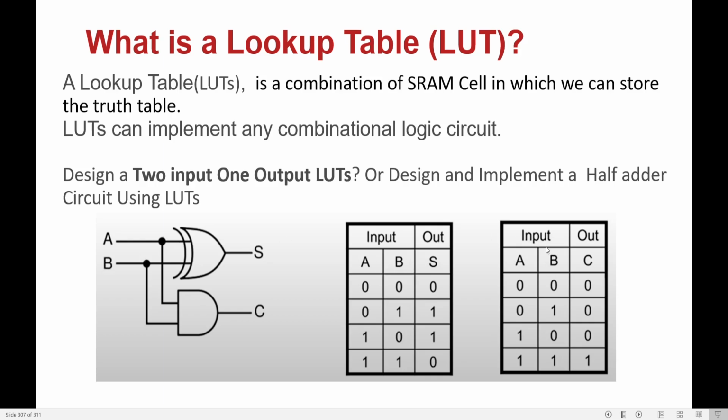So I am writing the truth table accordingly. Input is A and B, and I can use only 1 output lookup table. So S is my output. What is S? Sum. So 0 plus 0 is 0, 0 plus 1 is 1, 1 plus 0 is 1, 1 plus 1 is sum 0, carry 1. Clear? So I have written a truth table for sum, and I have written the truth table for carry. If I want to design this combinational circuit, I am going to use 2 input, 1 output lookup tables. So I am going to design 2 lookup tables, 2 input, 1 output. One is for sum, the other one is for carry.